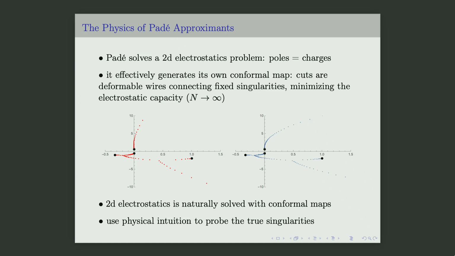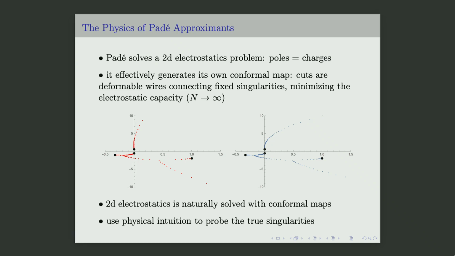Now, it's worth thinking of this like a physicist. What Pade is actually doing is very interesting. So, with Pade, you just take ratios of polynomials and expand, or you write down determinants. But what it's actually doing is solving a two-dimensional electrostatics problem. Think of all the poles as charges. What Pade actually does is it distributes these charges in such a way that you think of it as a conductor made of a deformable wire, and the ends of the wires are the actual singularities, and you change the shape of the wires connecting these to minimize the capacitance. That's what Pade actually does.